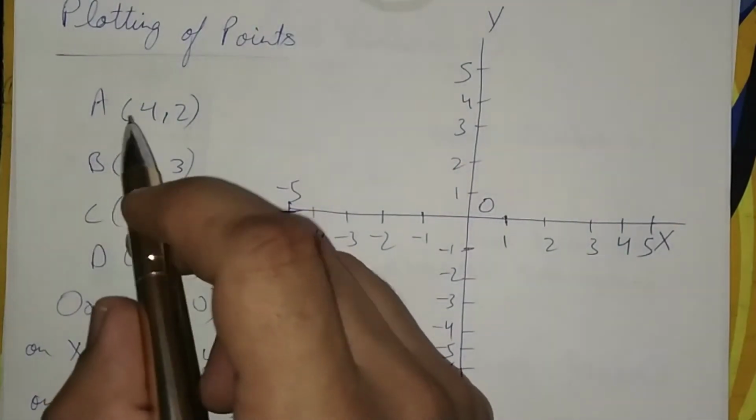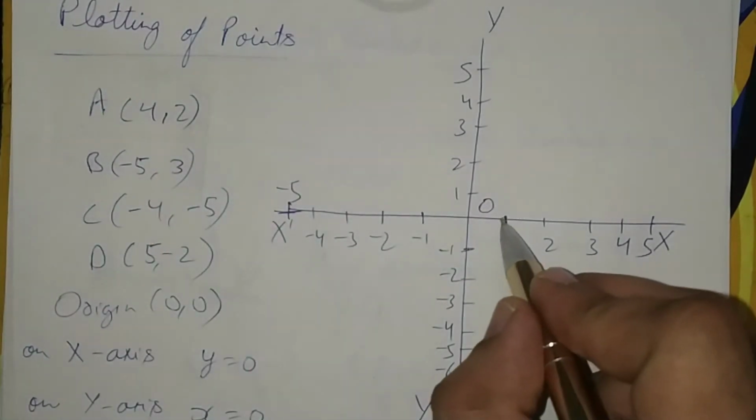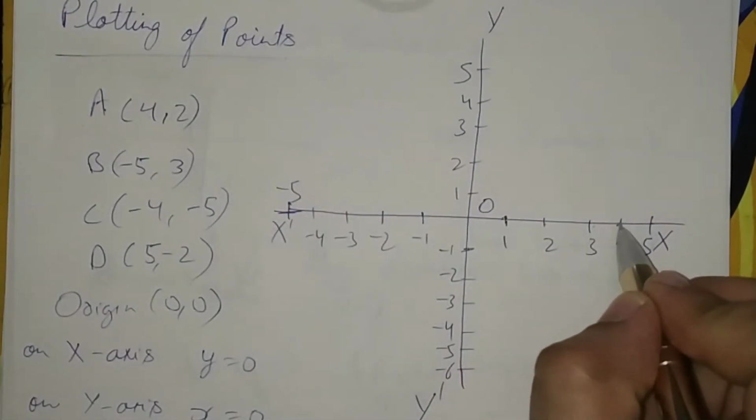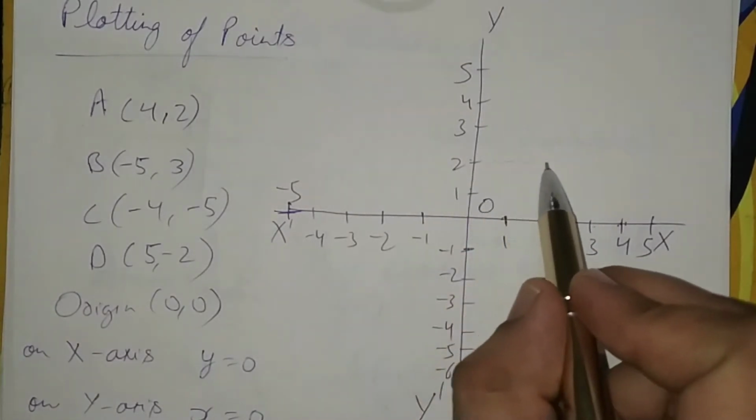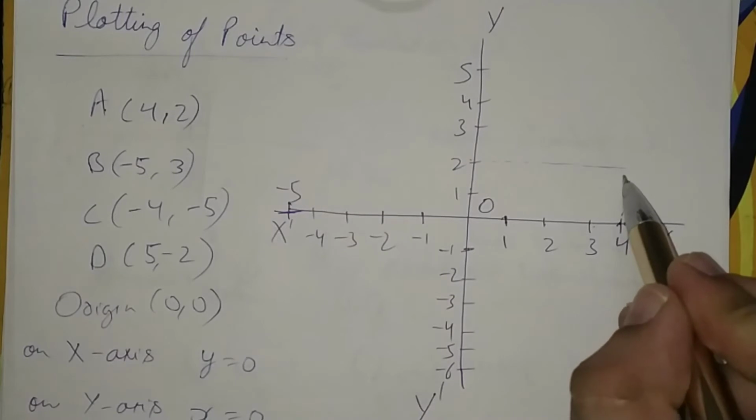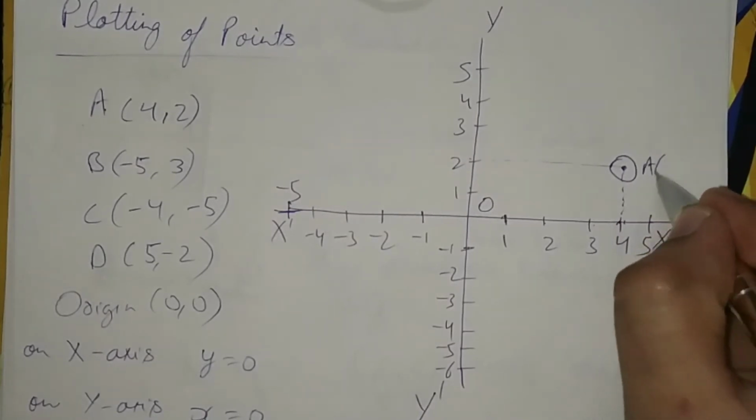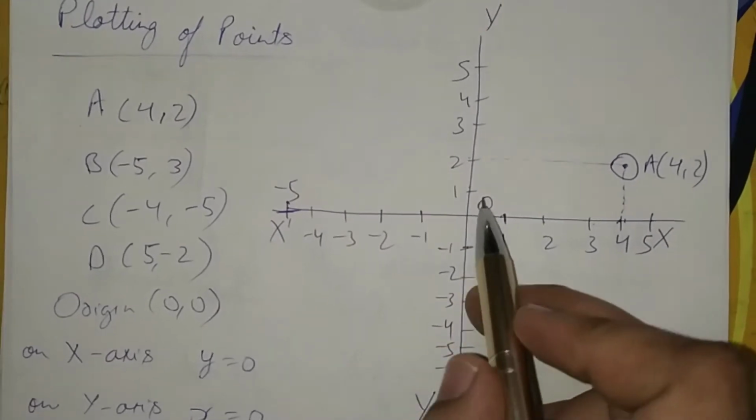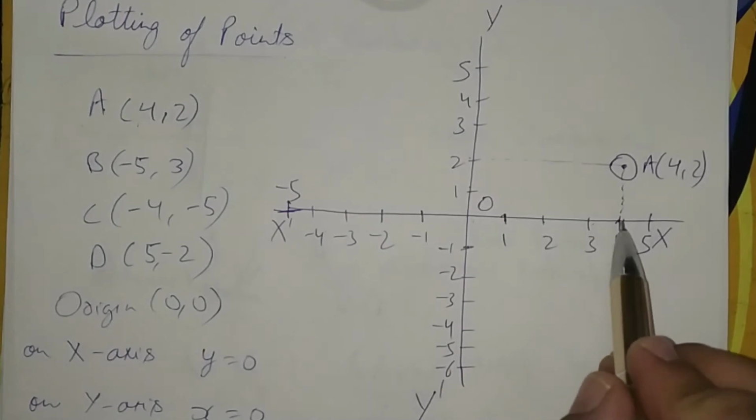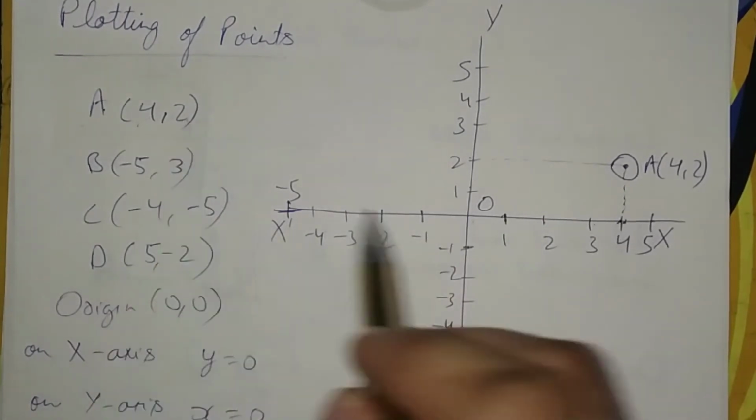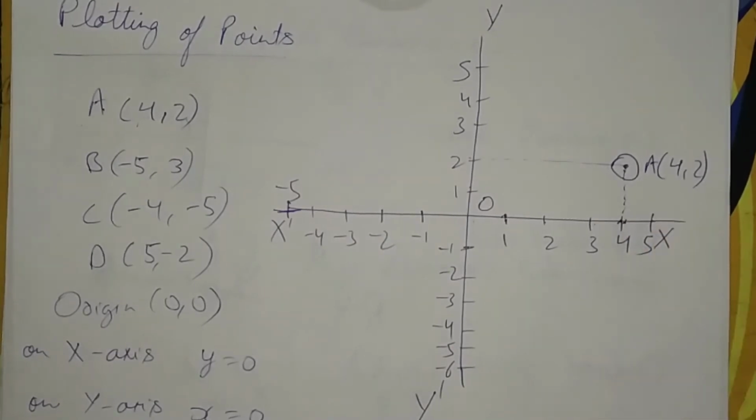Now we have to plot a point A, that is 4, 2. 1, 2, 3, 4. So here this is 4 and 1, 2. Just draw the perpendiculars. So this is our required point A, 4, 2. So you know how to draw now. Just count the number 4 on the x-axis and number 2 on the y-axis. Then draw the perpendiculars where they meet. This is the required point A.